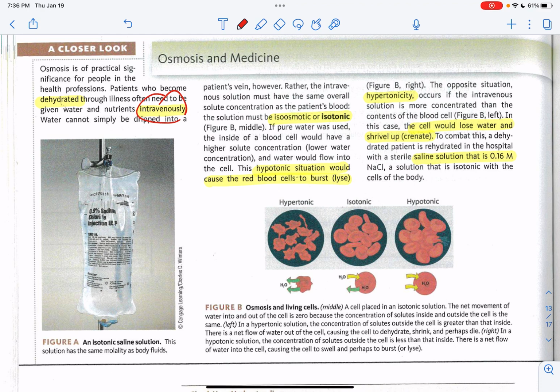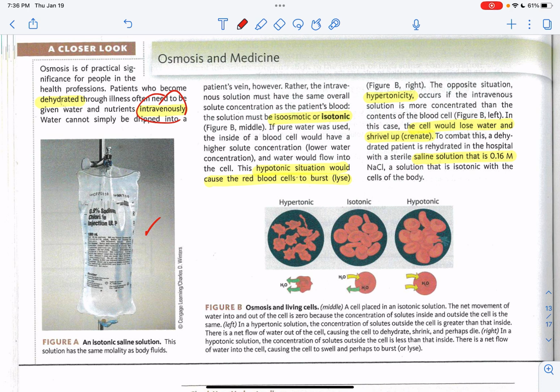And you've seen these bags before in movies and in hospitals. And you can't just put the medicine or put some water or put some glucose for energy straight into the vessels. You actually have to make the concentration of whatever it is you're going to administer have the same concentration as the concentration of blood.